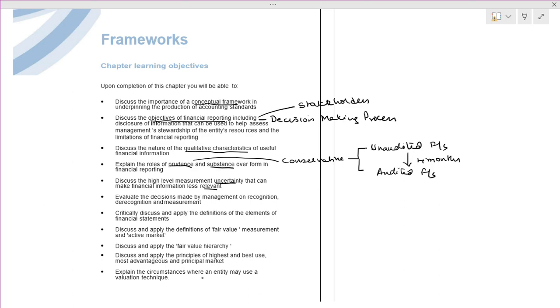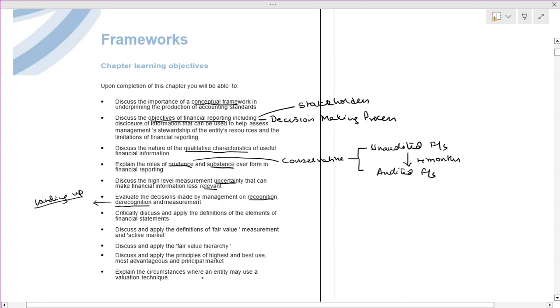Now, next, decisions made by the management. See what happens. When we are talking about these things, there is a different process: an initial process, a process in the middle, and a process in the end. We are dividing it into 3 different phases. The first one is recognition. Then we are talking about derecognition. Derecognition means whenever we are going to wind up the business. Sometimes we will make a sale of fixed assets. We have to eliminate this from the financial statements. How we have to derecognize it in the middle of the year.